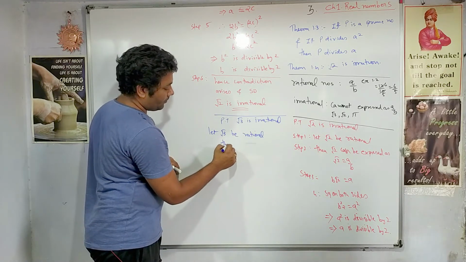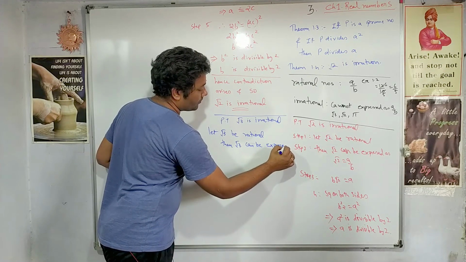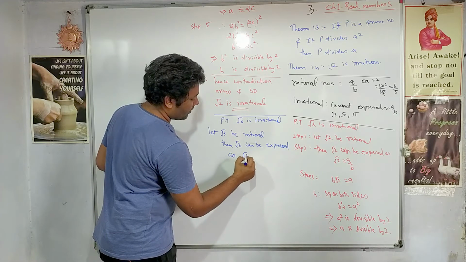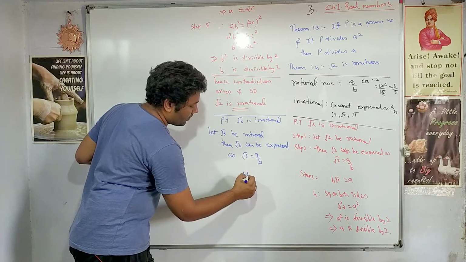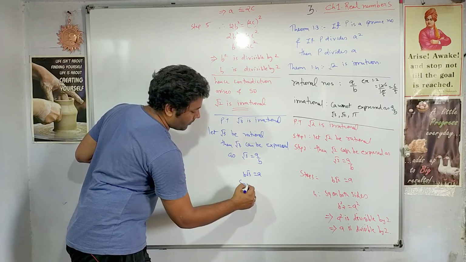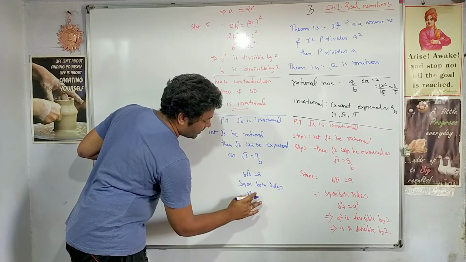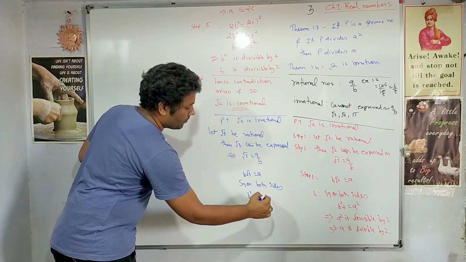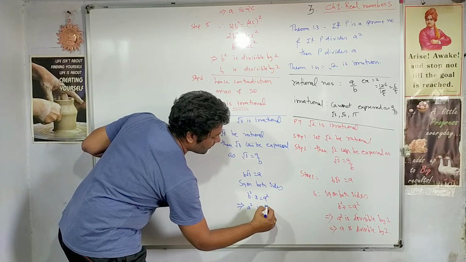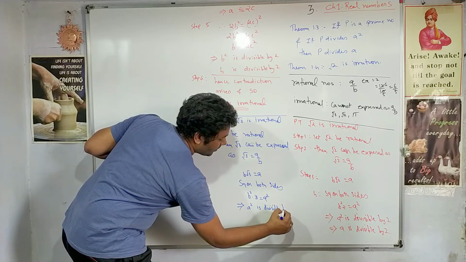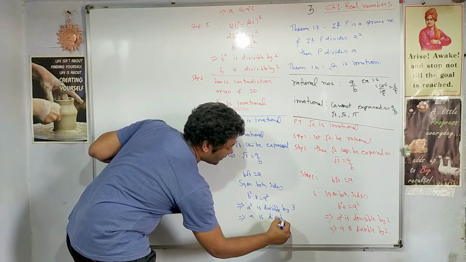Then root 3 can be expressed as a by b, correct? If it can be expressed as a by b, root 3 equals a by b. Now squaring on both sides, this will be 3b square equals a square. What does it imply? It implies that a square is divisible by 3, which again leads to the conclusion that a is divisible by 3.